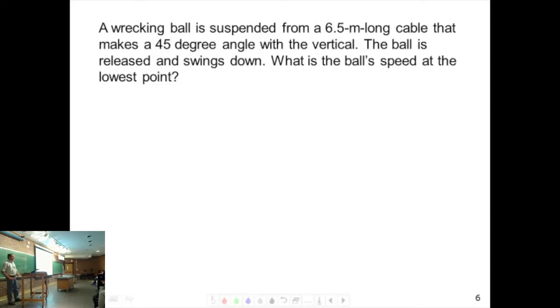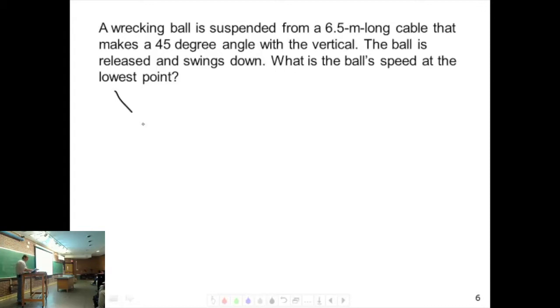A wrecking ball is suspended on a 6.5 meter long cable that makes a 45 degree angle with the vertical. The ball is released and swings down. What is the ball's speed at the lowest point?